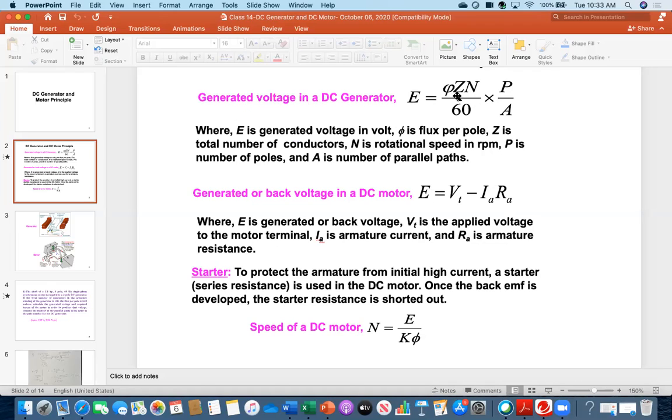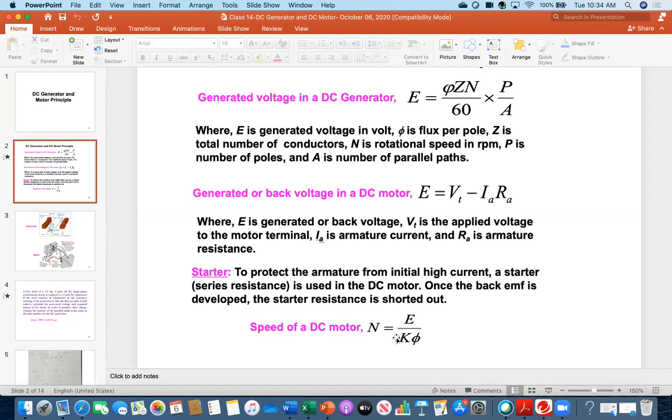Your Z, the total number of conductors, is fixed. It is constant for a generator. Once you set up a new generator, definitely this number will be fixed. And then the pole number is fixed, the number of parallel paths, all these are fixed. This is 60. So the only variables are phi and n. Therefore the remaining terms, Z over 60 multiplied by P over A, are just a constant, and that constant you can represent by the symbol k.